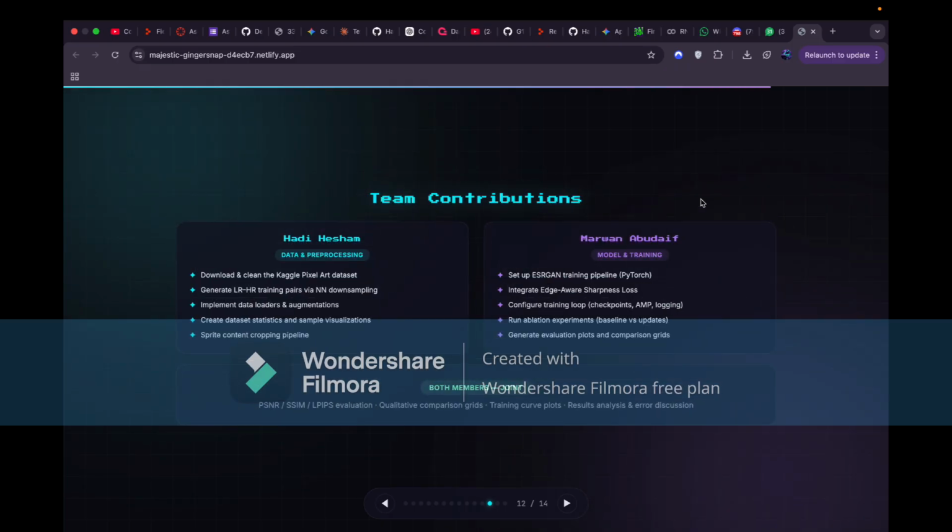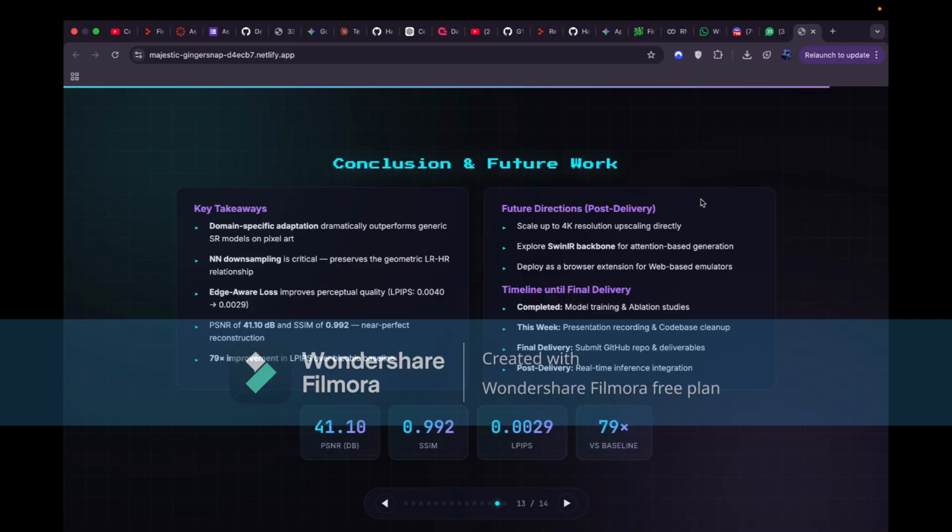Now for our team contribution. I was responsible for the data side, downloading and cleaning the dataset, building the neural network downsampling pipeline, implementing data loaders, and creating the dataset visualizations you saw earlier. Marwan handled the model and training, setting up the ESRGAN pipeline in PyTorch, implementing the edge-aware sharpness loss, configuring the training loop with mixed precision and checkpointing, and running the ablation experiments. We jointly worked on evaluation, implementing the PSNR, SSIM, and LPIPS metrics, generating the comparison grids, plotting the training curves, and analyzing the results.